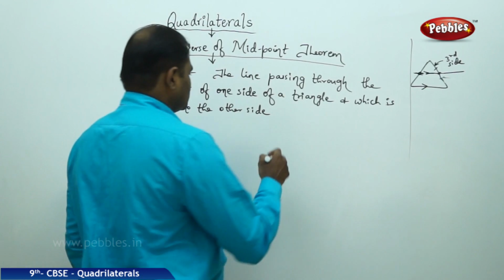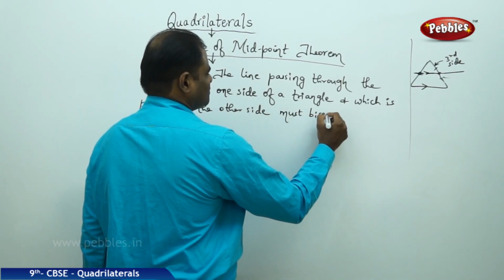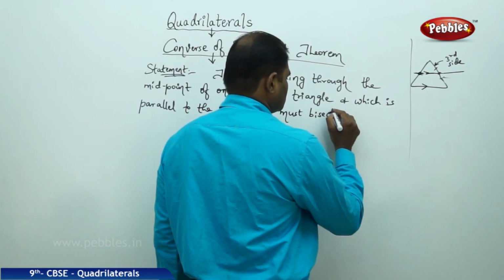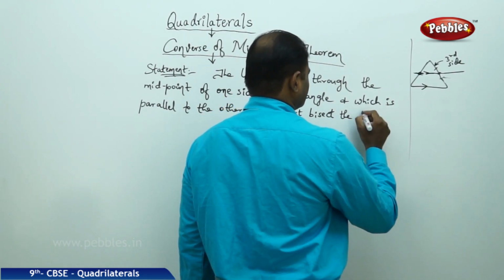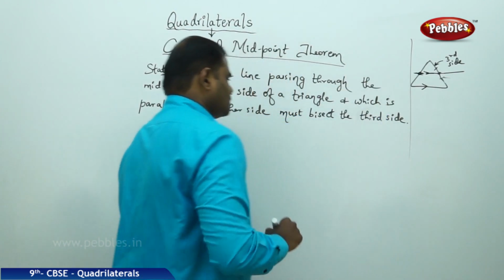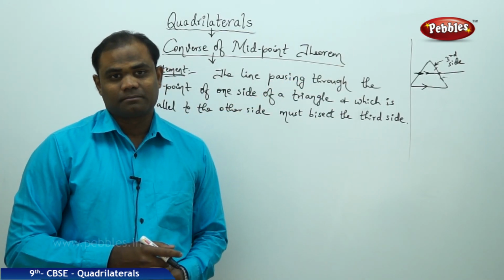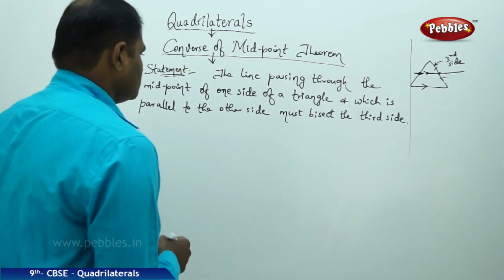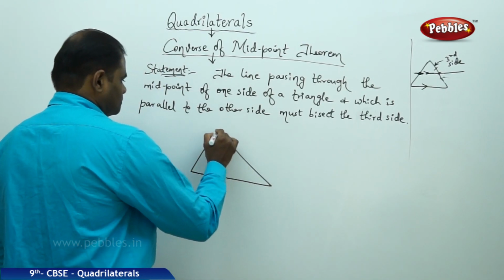And which is parallel to the other side must bisect or must pass through the midpoint of the third side. That is, it must pass through the midpoint of the third side. No escape. This is how we understand the midpoint theorem. So let's see the midpoint theorem in its converse.